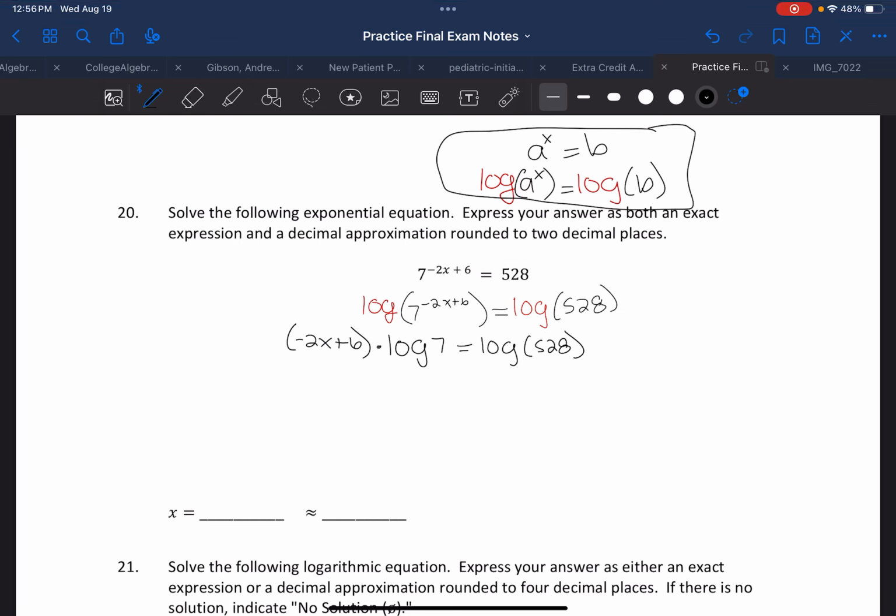Okay, now my goal is to get x by itself. So I need to distribute this log of 7 to both terms here because it's being multiplied by both of them. So I can do that. This will be negative 2x times log of 7 plus 6 times log of 7 equals log of 528. And now this is the only term that has the x in it. So I want to get that term by itself.